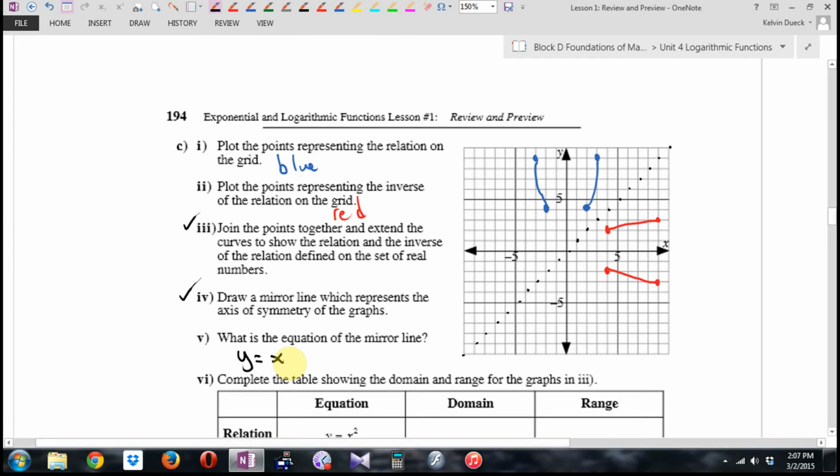In fact, any point on this line is its own inverse. What's the inverse of 1, comma 1? 1, comma 1. I switched the x and y around. What's the inverse of negative 2, comma negative 2? Negative 2, comma negative 2. I did switch the x and y around. It's just the same thing.